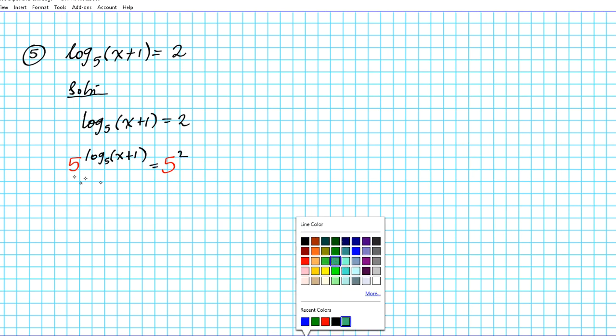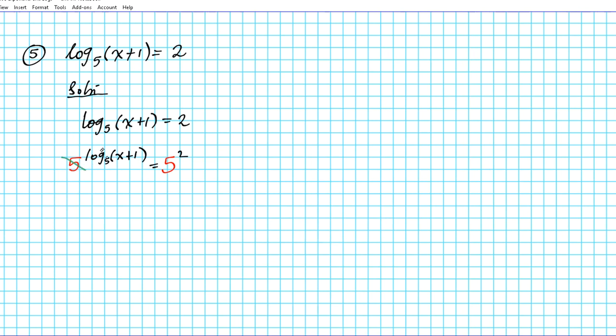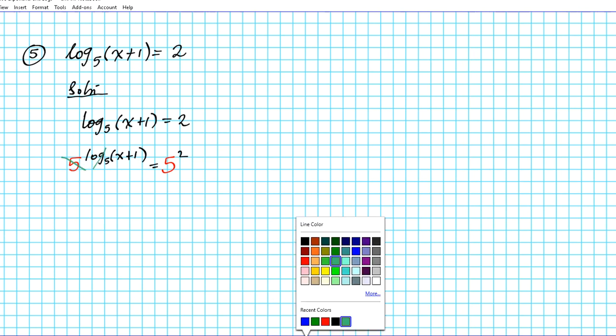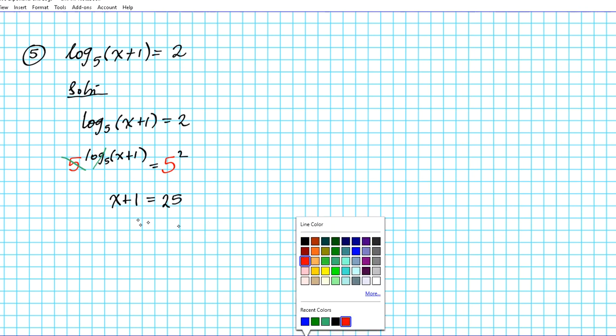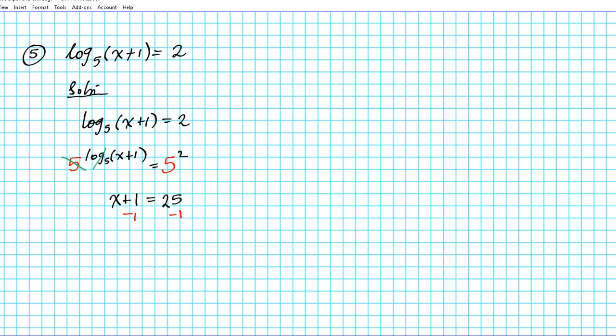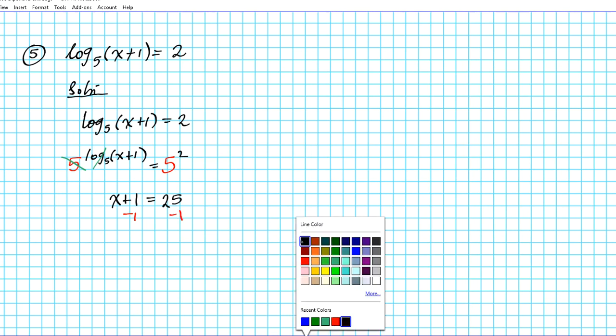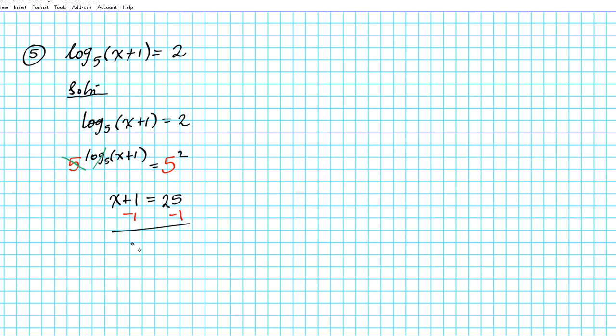On the left side, we have the composition of two inverse functions, so they cancel each other out. And we're left with the logarithmic argument, which is x plus 1. x plus 1 is equal to 5 squared, which is 25. To finish this off, we'll simply subtract 1 from both sides of the equation, and we will end up with our final answer, x equals 24.